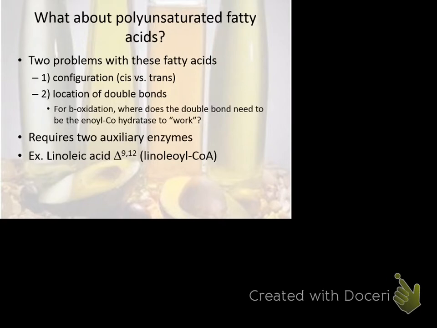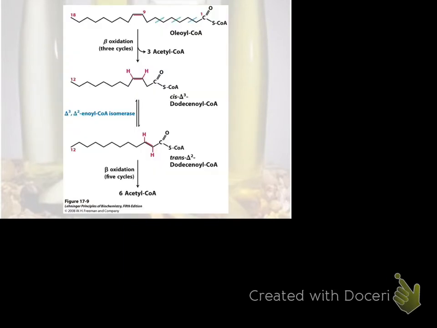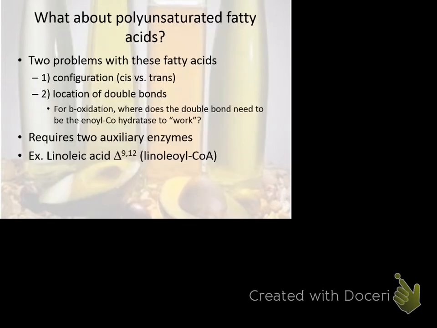In order for beta oxidation to work, you have to think about where the double bond has to be with respect to the enoyl-CoA. Let me try to explain what that is by showing it. What I mean is the double bond, even if it's a trans, has to be starting at carbon number 2. Whereas up here, this was cis, but it's also starting at carbon number 3. Okay? So there are two auxiliary enzymes.